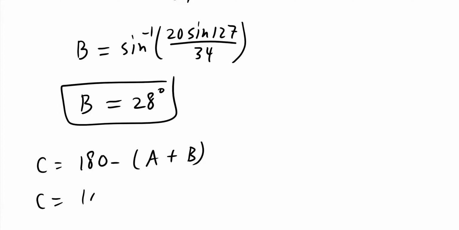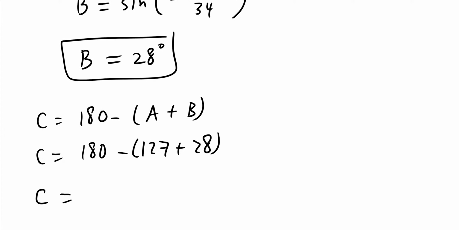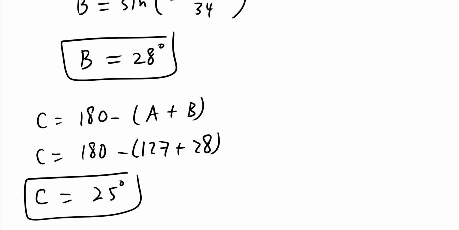And that would be 180 minus 127 plus 28. Let's see what that gives us. That gives us 25 degrees. So I found all the missing sides and angles with the help of law of cosines, then law of sines, and then the 180 equals A plus B plus C.